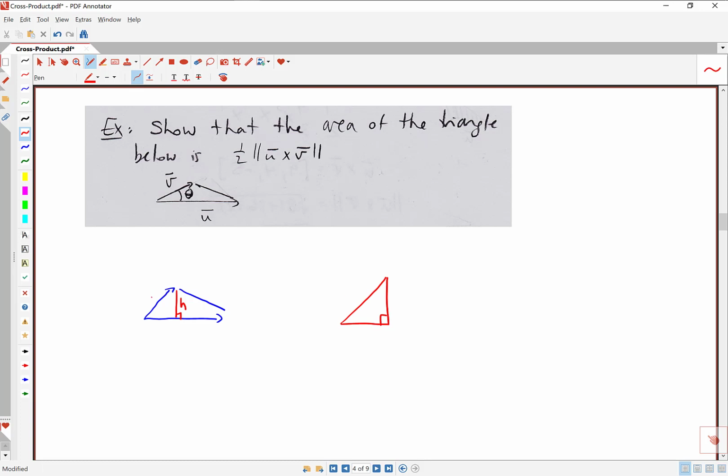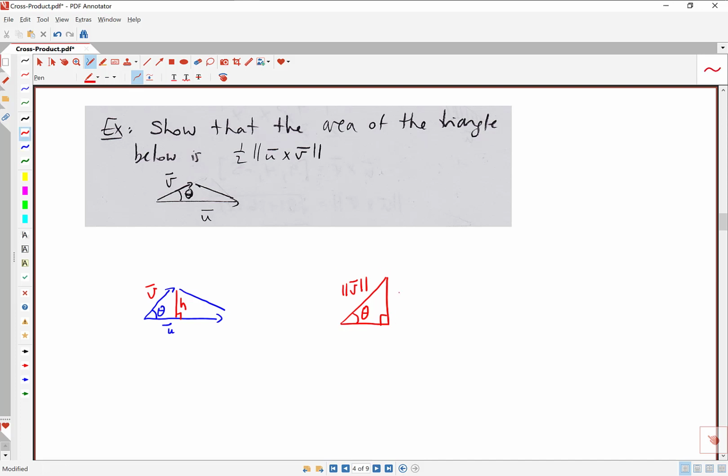What do we know here? Well, we knew this was vector v. So we could say the hypotenuse now in this picture is the length of v. And we also know this angle. That's what we're calling theta, because we're told in the picture theta is the angle between vectors u and v.